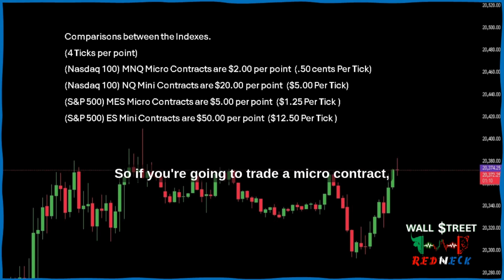So if you're going to trade a micro contract, it would be MNQ. If you're going to trade a mini contract, it would be NQ. Now, as far as the S&P 500 goes, a micro would be MES. The mini would be an ES.